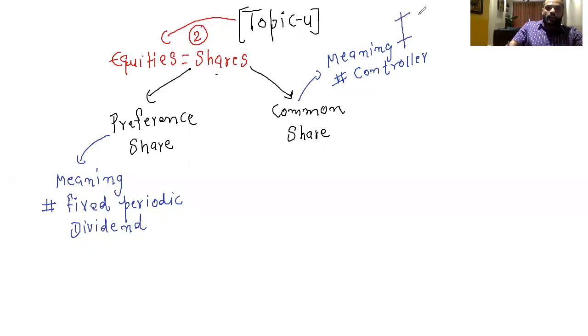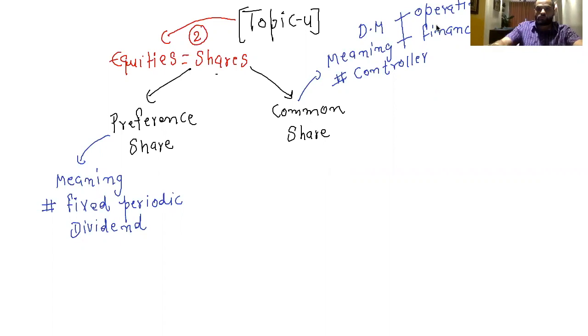Controller means they are involved in decision making about the company's operating activities, operating decisions, and financial decisions. All kinds of operating and financial decisions will be taken by the real controllers. Now, what does operating mean? Operating means something that belongs to products and services, right?